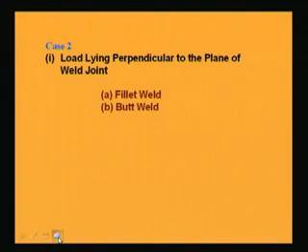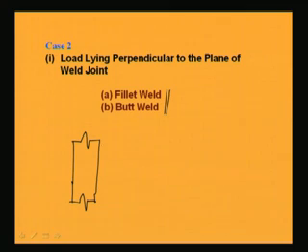Now another case we will discuss, that is called load lying perpendicular to the plane of the weld joint. That means in this case we can use either fillet weld or butt weld. How does it look like? We know in the case of riveted and bolted joints, we have seen if load lies perpendicular to the plane of the joint, how it looks like.